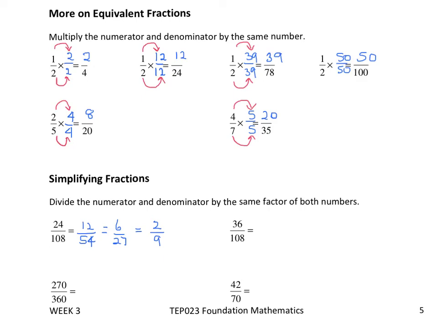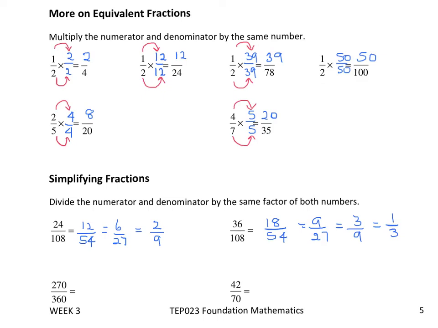36 out of 108. Well, 36 will be divided by 2 to give 18. And 108 is divided by 2 to give 54. 2 is a common factor again, so 9 out of 27. And you should see that 3 is a common factor of 9 and 27. So we've got 3 ninths. And then 3 is a common factor again. So it simplifies quite a long way down to 1/3.